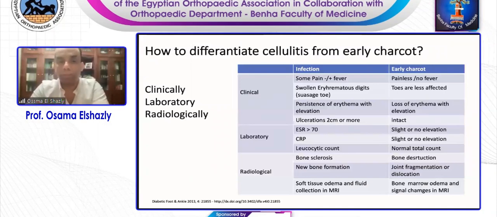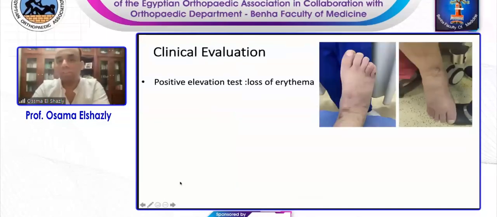You can find this in different journals, but the most important is the clinical sign: the swollen erythematous digits present in infections, like a sausage toe, will not disappear when we elevate the foot of the patient. And this is the cardinal sign of differentiation between Charcot and infection: disappearance of erythema when you elevate the foot. Besides, the laboratory investigations in case of infection are much higher, specifically the total leukocytic count is much higher than in case of Charcot, and also the radiological findings differentiate both of them.